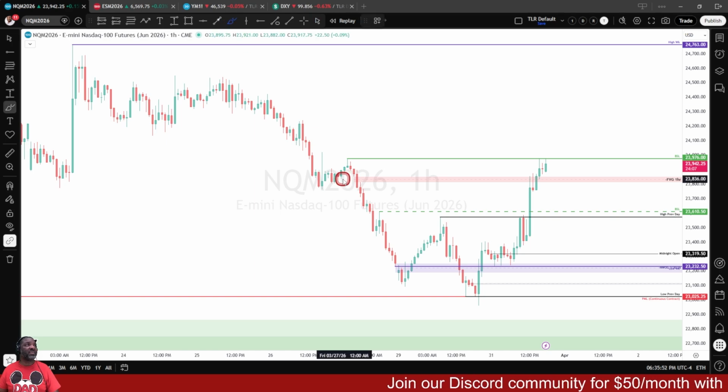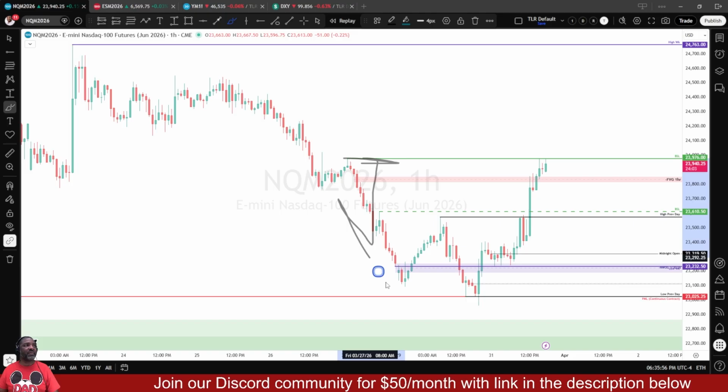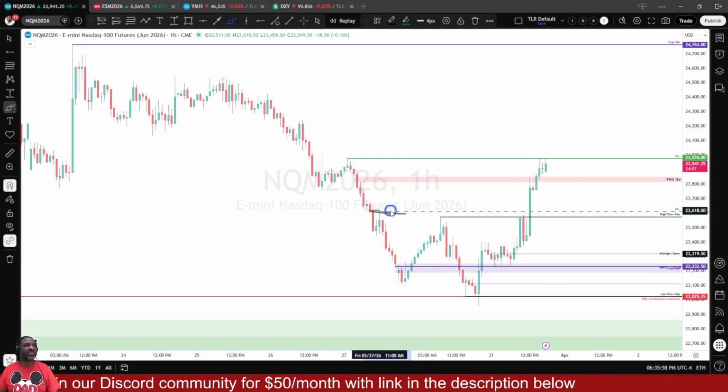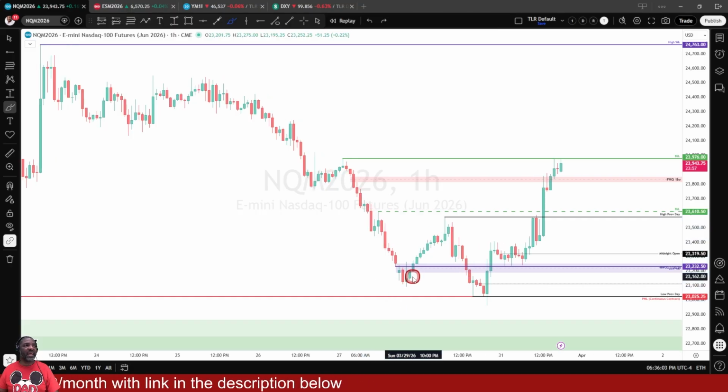Now you can see there's a swing high there. So I just want to show on this time frame and lower, right? There's a swing high there.